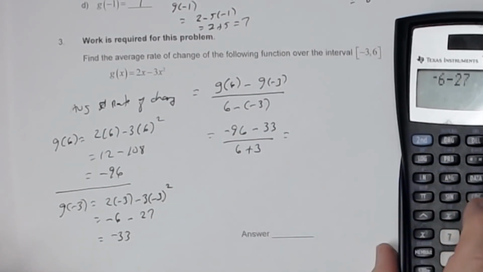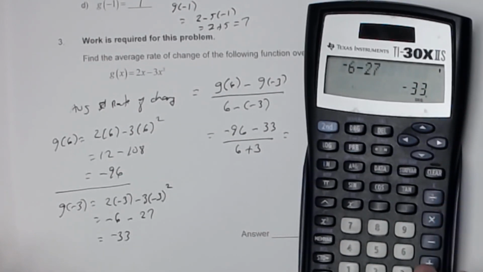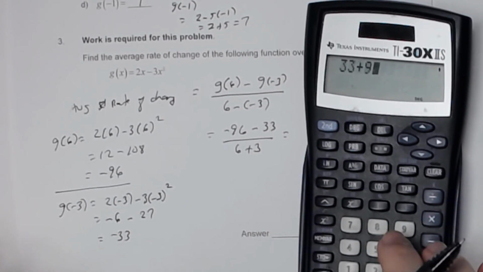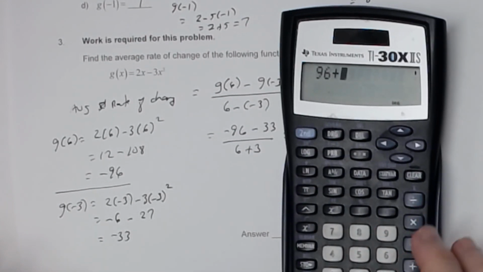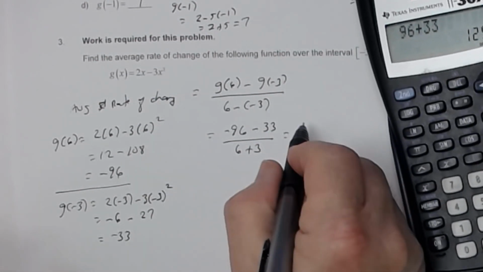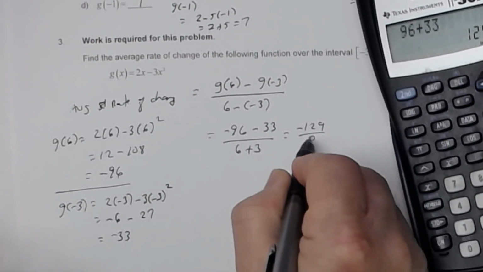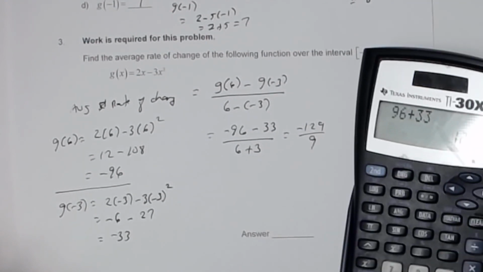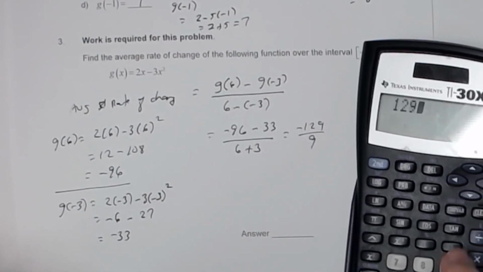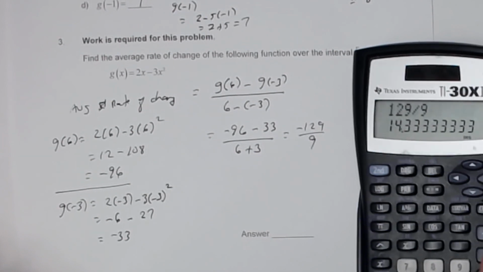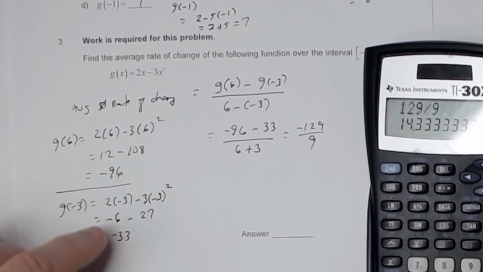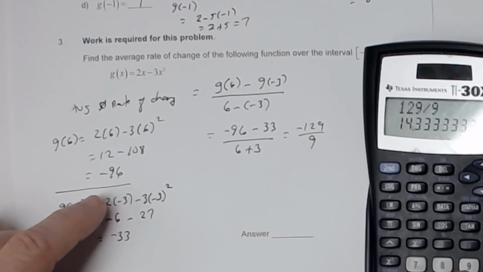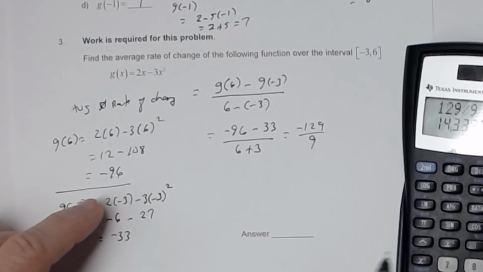So a negative 96 and a negative 33 will give you 100, oops, let's do it again. Negative 96 plus 33, okay, 129. So it'll be negative 129 divided by 9, right? And so let's see what we get. 129 divided by 9. All right, so that's not the correct answer, so I did something wrong. So let me go back and figure out what I did wrong here.